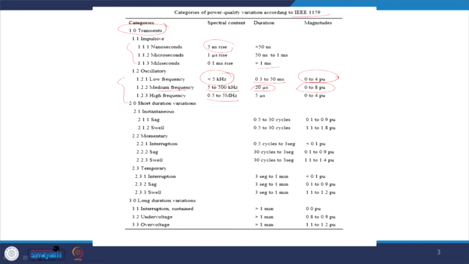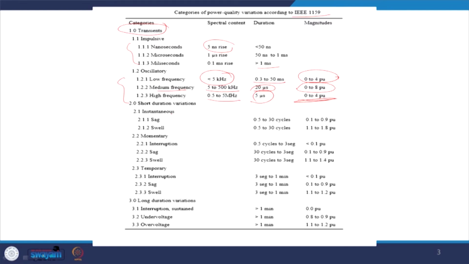Similarly, high frequency is 0.5 to 5 megahertz, and the duration will be a very small duration of time, 5 microseconds, and this is also generally up to 4 per unit.